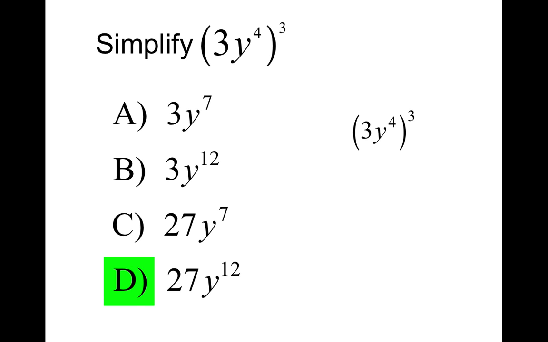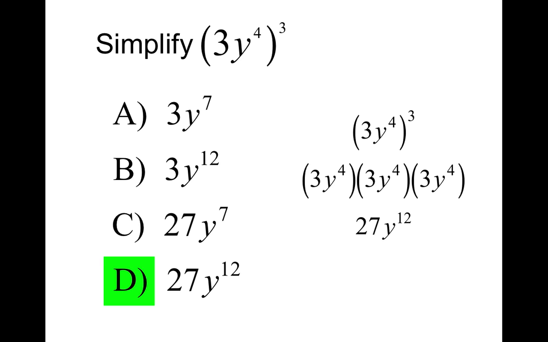If we raise anything to the third power, that means we multiply it by itself 3 times. 3 times 3 times 3 is 27. Y to the fourth times y to the fourth times y to the fourth. Altogether we're multiplying together 12 y's, so y to the 12th.